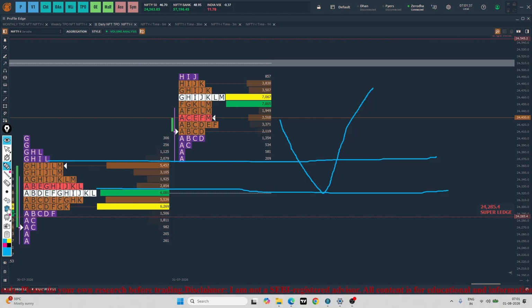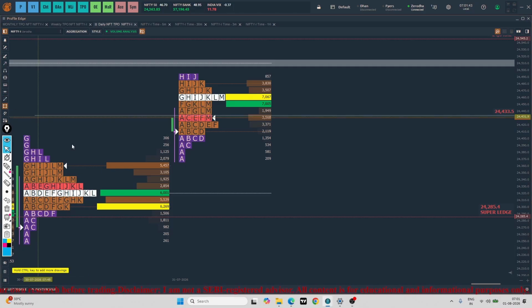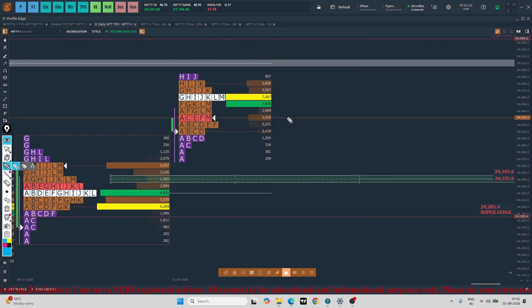And then I wanted to show you why I marked this level before. You can see here there is very little volume, a low volume area. A low volume area always rejects price. If the market opens somewhere here, it can come and get rejected, and again it will go and hit this place. So this is what can happen in the market, the first scenario.